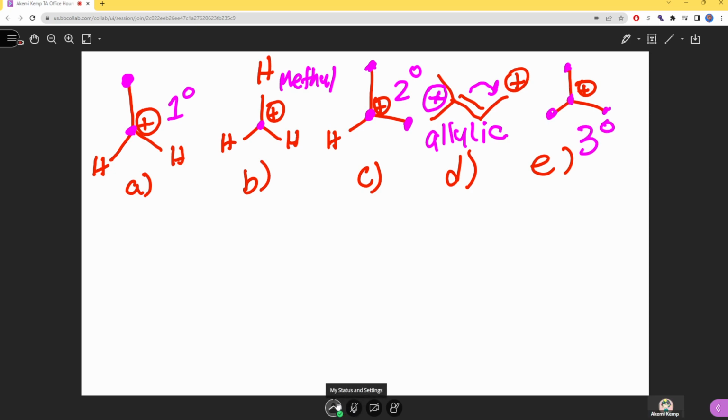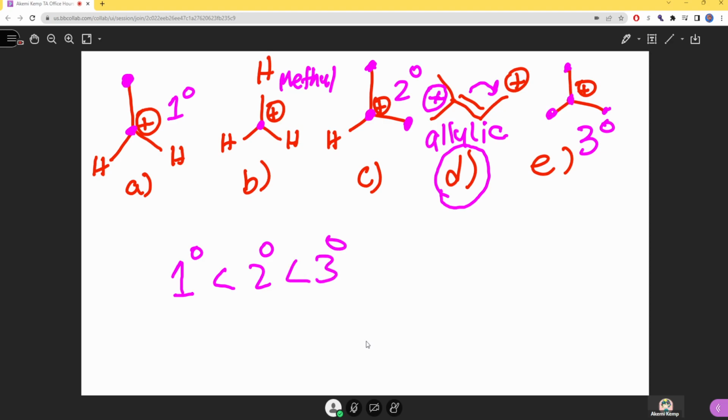So this is tertiary. Now, out of all these carbocation classifications, which one do you know is the most stable? The allylic D. Exactly. Any form of resonance that can happen with the carbocation will always win in stability. It's above the tertiary. So primary is less stable than secondary, which is less stable than tertiary. And if you have any chance for resonance, resonance will always win.